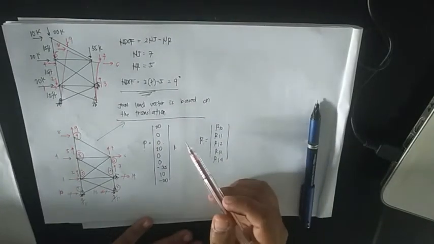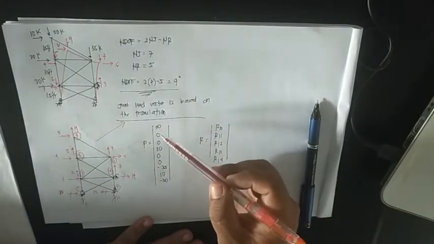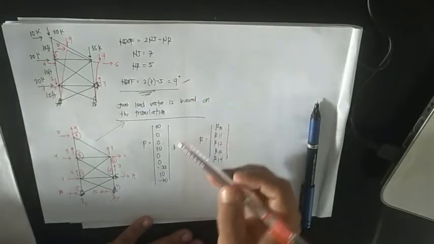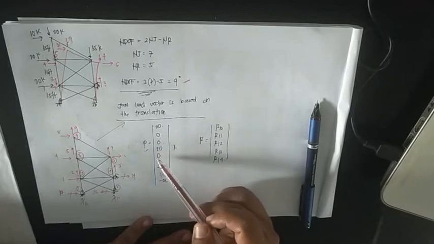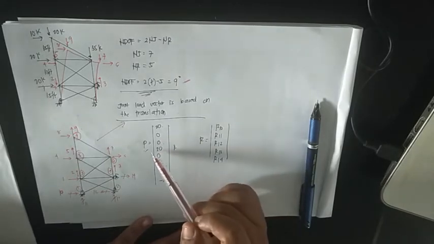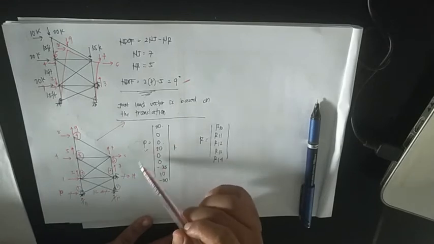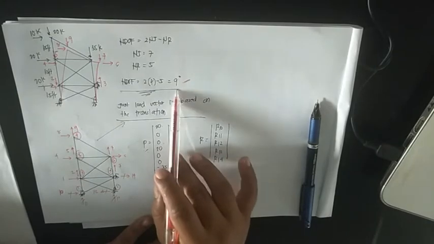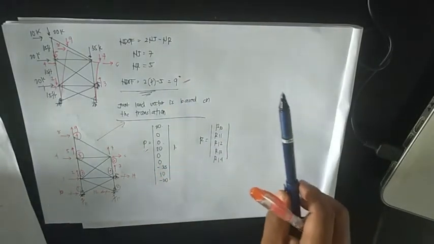Again, sorry, I made a mistake a while ago. So here, what we can say is the number of the degrees of freedom is actually the same as the number of the joint loads. 1, 2, 3, 4, 5, 6, 7, 8, 9. Because these 9 joint loads are the ones that cause these 9 degrees of freedom of translation. Okay?